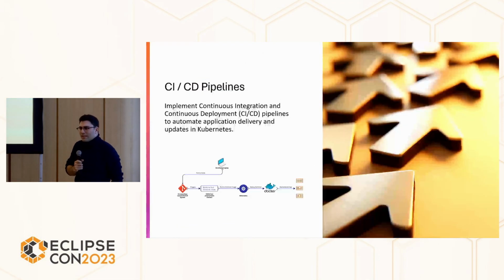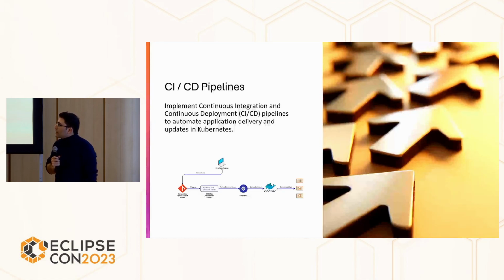Now, we went to the cloud, and one important thing in the cloud is CI/CD pipelines. I think everyone agrees that this is what saves it in the end of the day, because you want to implement continuous integration, continuous deployment, and that is so easy with Kubernetes in the cloud.